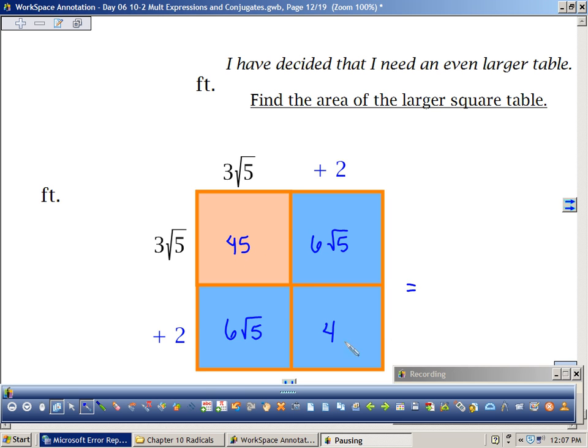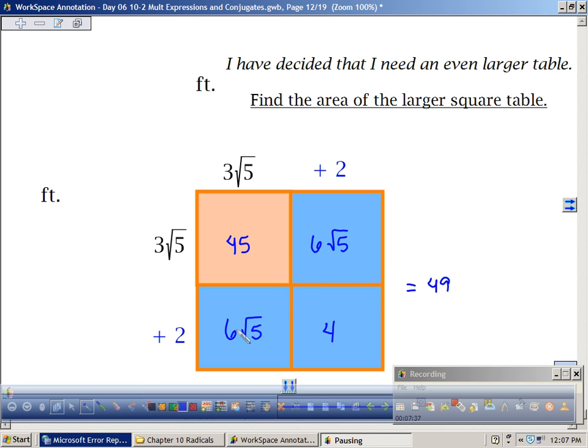Good. I see a 45 and a 4. Those look like terms. What's 45 plus 4? And I see a 6 root 5 and another 6 root 5. I don't want to write that all out. So if I have 6 root 5s and 6 more root 5s, how many root 5s do I have total? 12. This is why I showed you the expanded form. When you write out 6 and you write out 6 more, how many do you have total? 12 root 5 would be my answer.